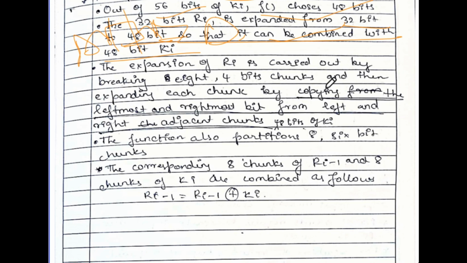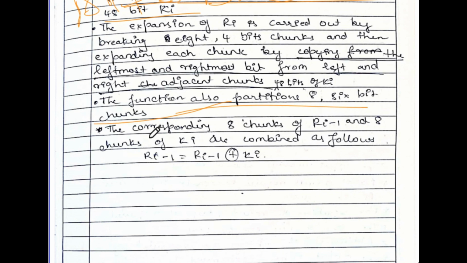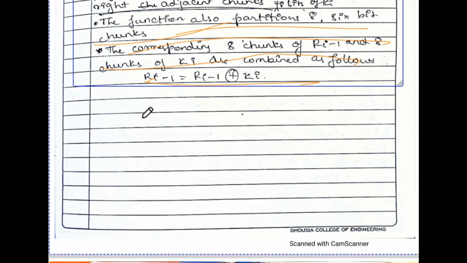Each chunk is expanded by copying the leftmost and rightmost bit from the adjacent chunks. The function also partitions the key into 8 6-bit chunks. The corresponding 8 chunks of Ri minus 1 and 8 chunks of Ki are combined, that is, Ri minus 1 XOR Ki.